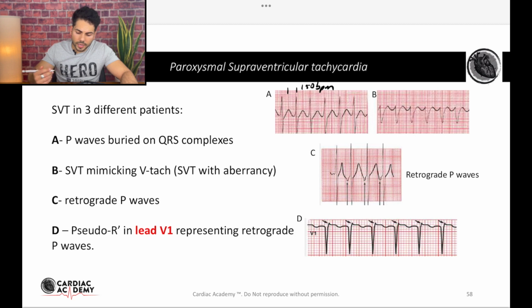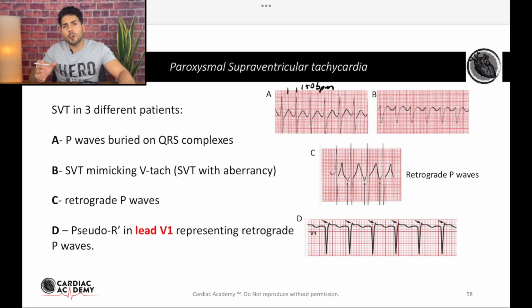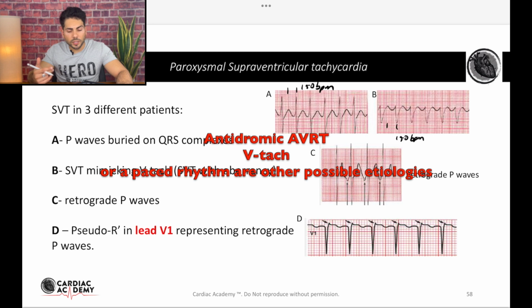In example B, we see again tachycardia of 300, 150 beats per minute. However, the QRS complex actually looks wide. So in this case, there's possibly a bundle branch block that is causing this depolarization to go aberrantly through the ventricles, which is a very inefficient way of depolarizing the heart. Because it's so inefficient, it takes long. That's the reason we see a wide QRS, okay? The concept of aberrancy is going to be introduced later, but this is an example of SVT with aberrancy, okay?